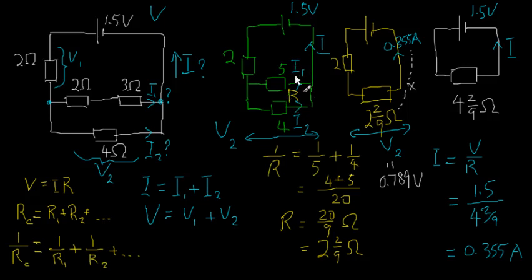All I need is to use Ohm's law again. So let me write this out. To find I1, I1 would be equal to the V over R of this branch. For this branch, the V is the V2 and R is the 5. So it's V2 over 5. Now V2 we already know is 0.789 volts. So we have all the numbers that we need, and when you divide these two, the answer is 0.158 ampere.